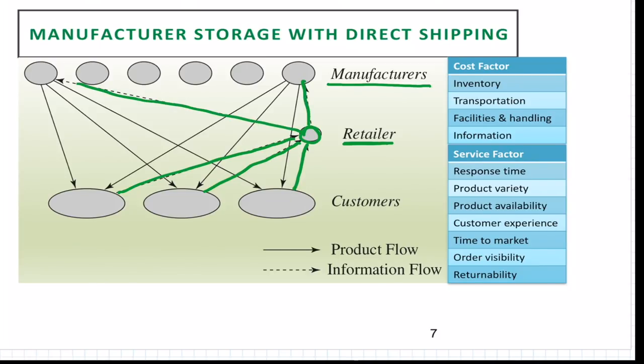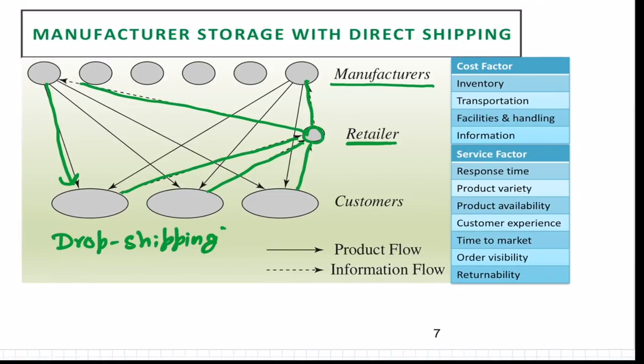And once those products are ready, they might already be ready or a manufacturer may have to produce them. In either case, once it is ready, it is directly shipped from the manufacturer to individual customers. So this process is also called drop shipping. What happens with such a design is inventory costs are likely to be lower because items are kept at the manufacturer's end, and there is no intermediate warehouse or distribution center where these inventory items need to be kept. So inventory cost obviously goes down.